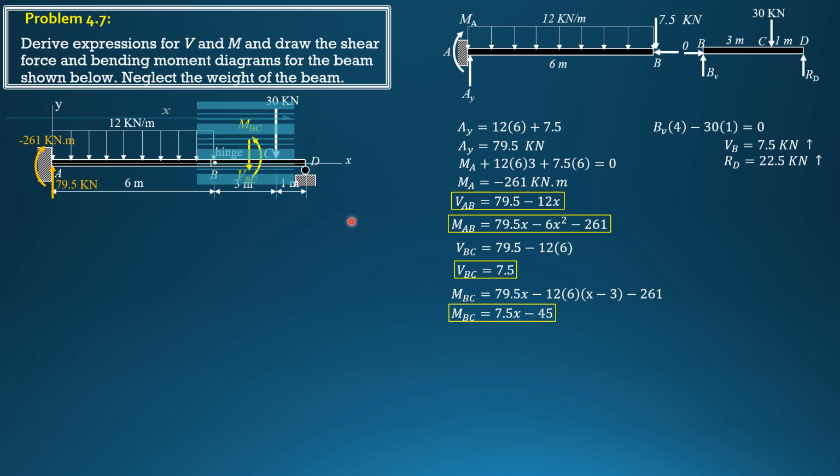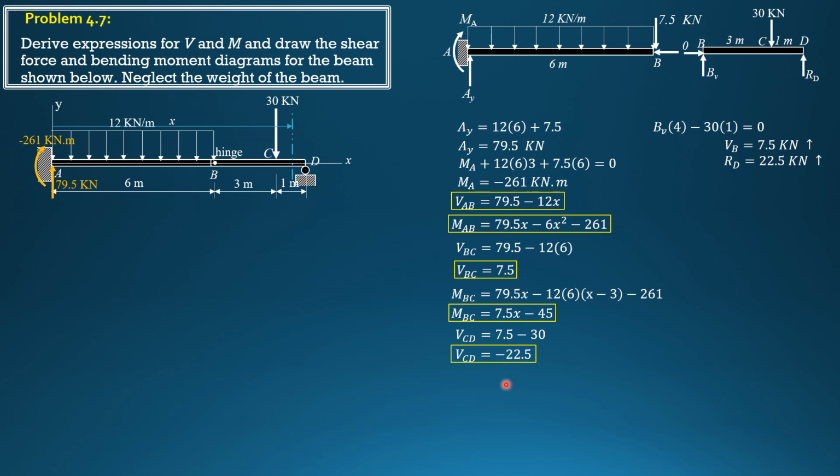Then we proceed to CD. As I said, you may consider the right section, which is simpler, but you have to verify that these equations are also the same. Finally, at this section CD, so that's x. Then for shear, previous 7.5, and we have a downward force of 30, so 7.5 minus 30 for shear CD. So shear CD is equal to negative 22.5.